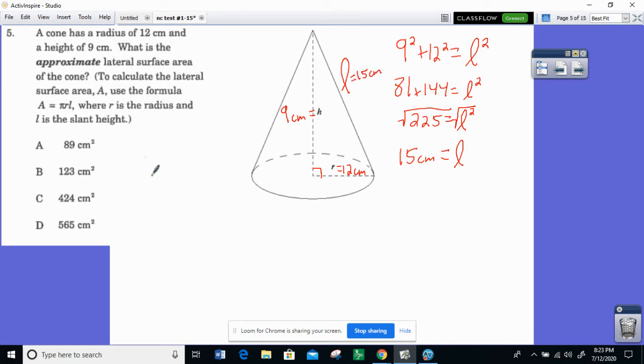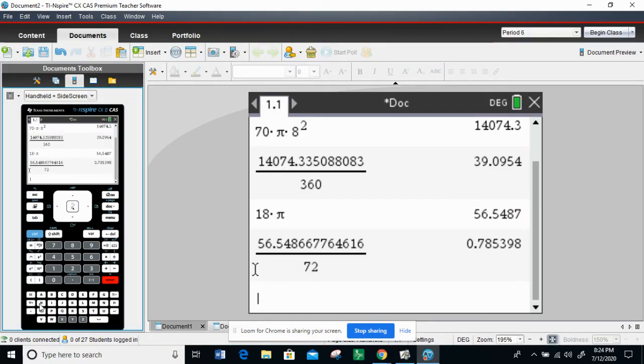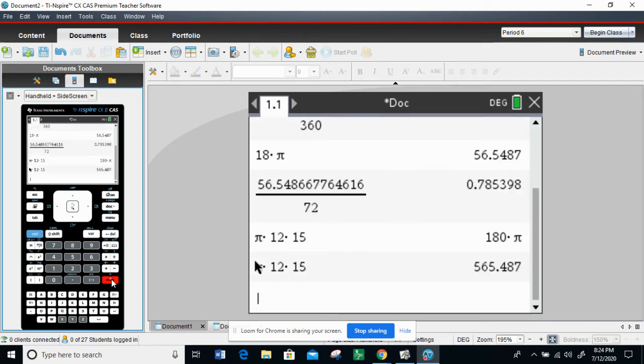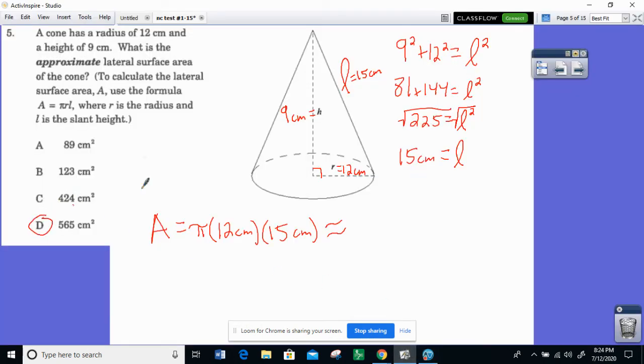Okay, and now we're ready to use this surface area formula. That is pi times the radius, 12 centimeters, times the slant height, 15 centimeters. And let's throw that into the calculator and see what we come up with. Pi times 12 times 15. And 180 pi is about 565. So that's how we get D.